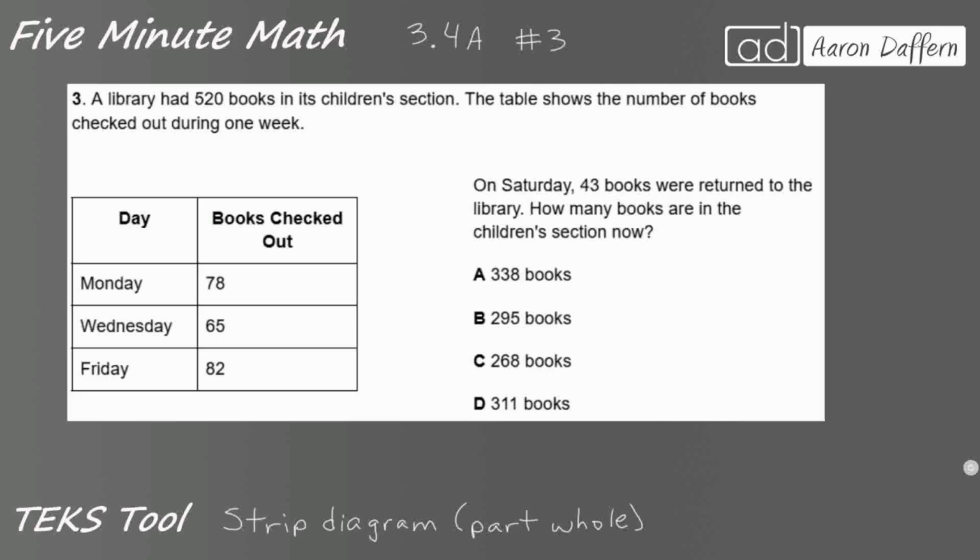Today we are looking at a strip diagram, part whole. We are using it to answer a word problem related to TEKS 3.4a, and we'll do it in 5 minutes or less. If you haven't done so already, please go ahead and take a moment to pause the video, work this problem out on your own, unpause it, and we will look at our answers together.